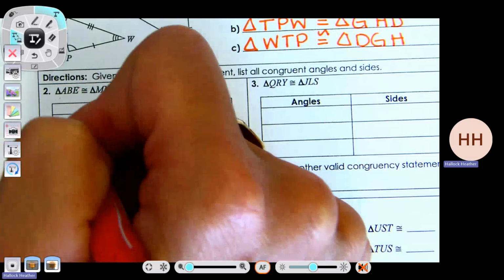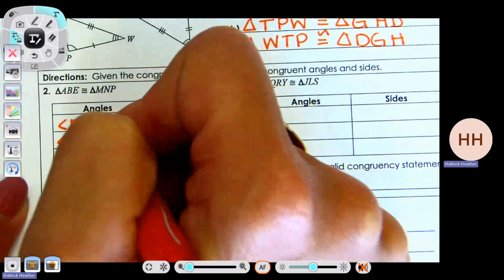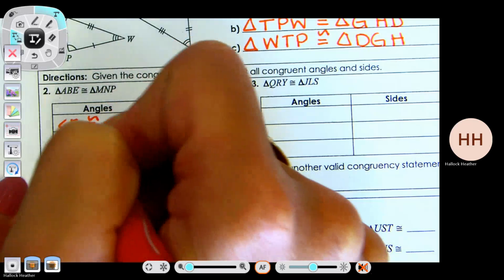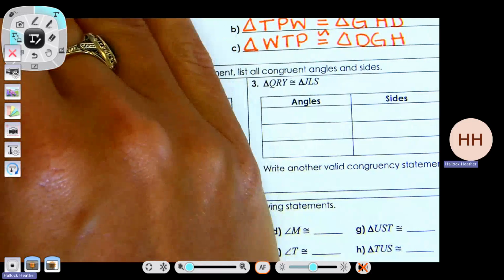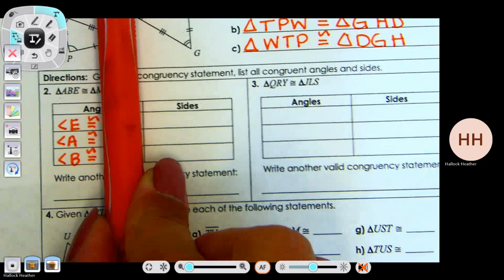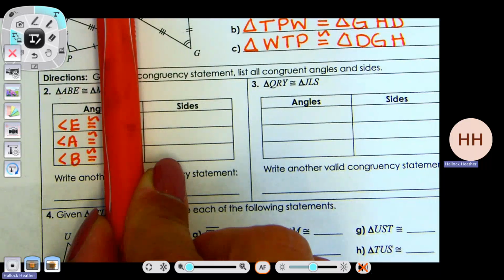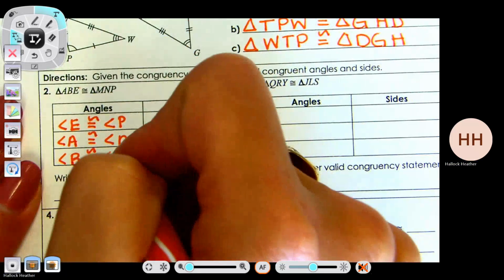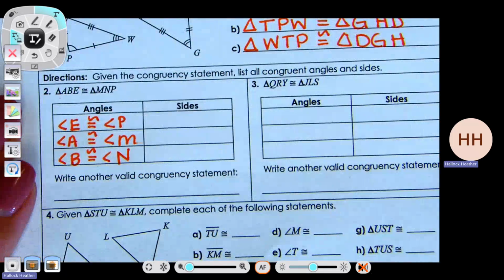So take a second, figure out the last 2 angles. Okay. Try to figure these out. Was A match with M, and what's B match with? N. Okay. Sides are like the same way, but you can't use one letter.